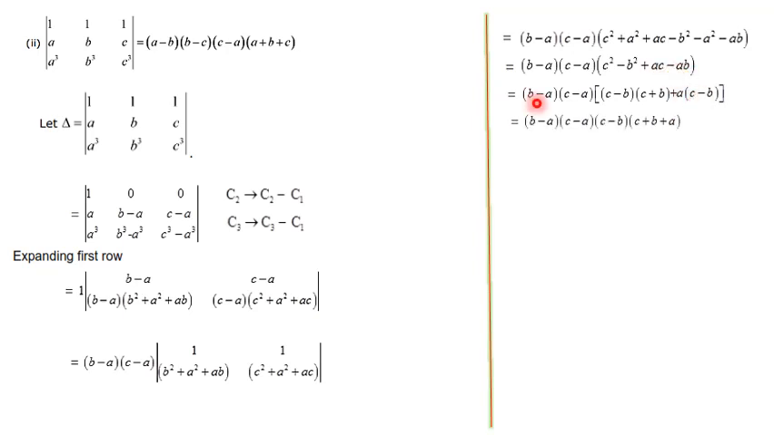Then next is b minus a into c minus a into, here you can see c minus b, c minus b is common. Just take c minus b outside, and the balance will be c plus b here and plus a. So c plus b plus a. Just rearrange it, that is a minus b into b minus c into c minus a into a plus b plus c. That is our right hand side.